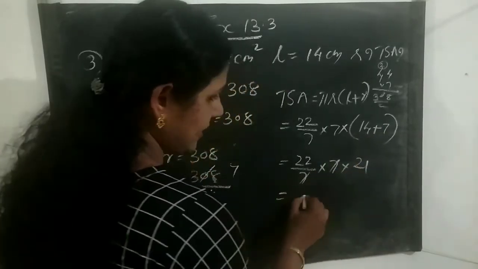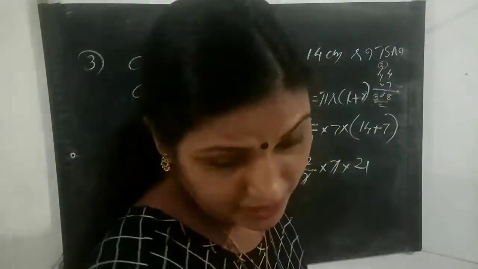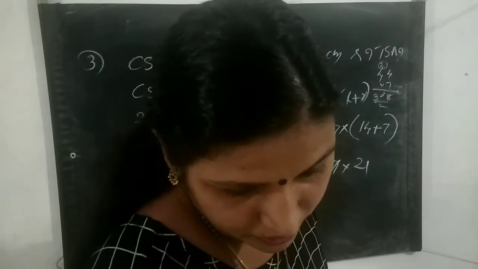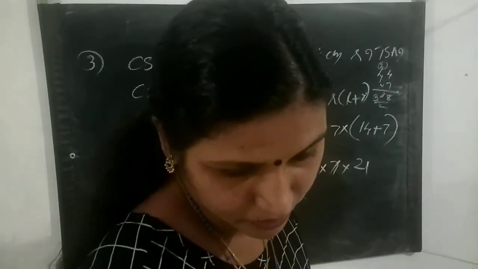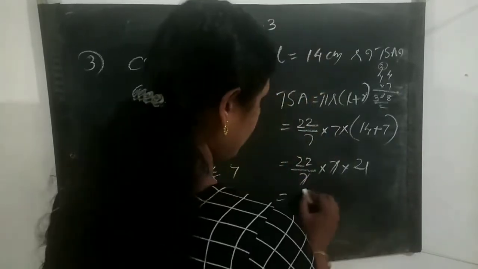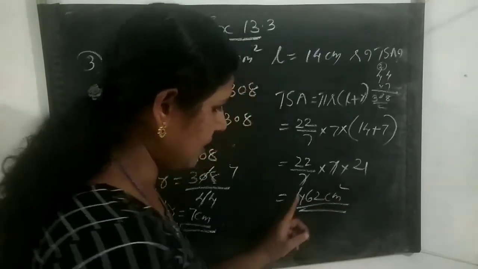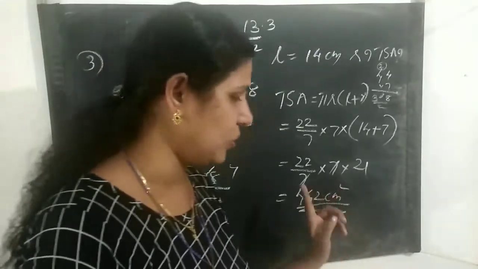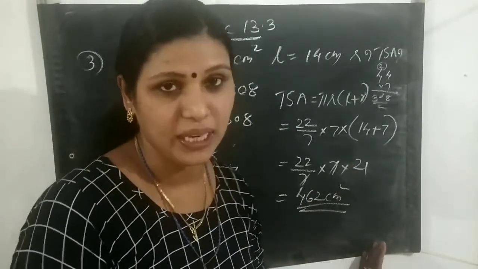You just calculate this 22 into 21, then you get the answer as 462 centimeter square. You just check this. Is it correct or not? 462 centimeter square. Okay. Now the question number 4.